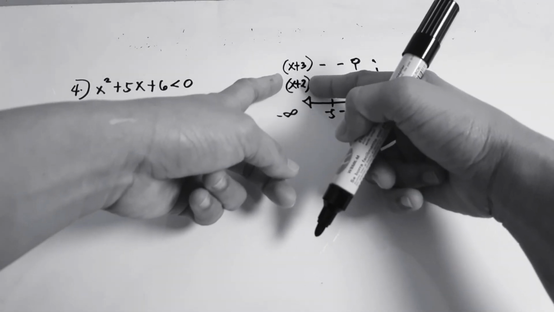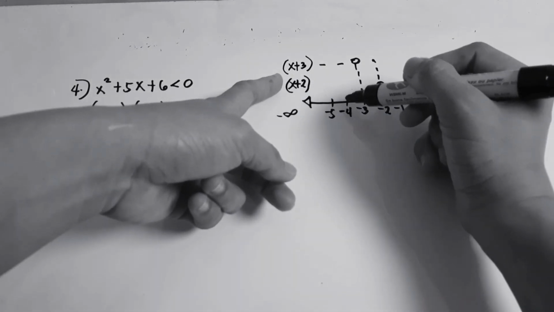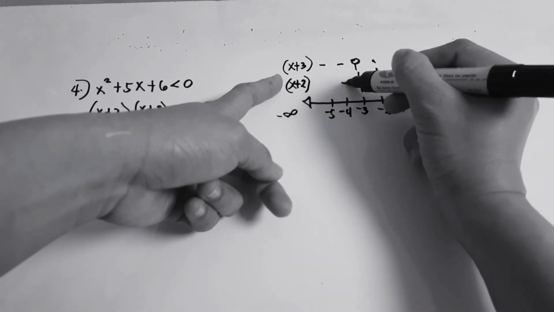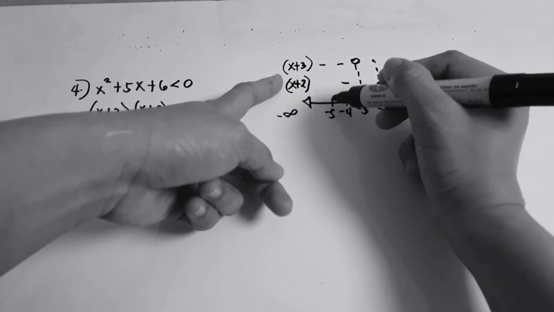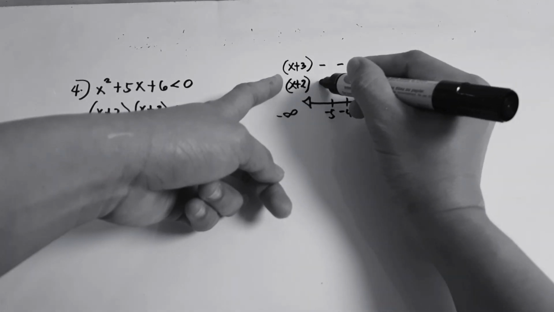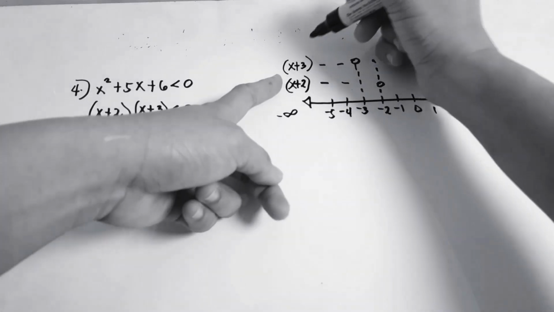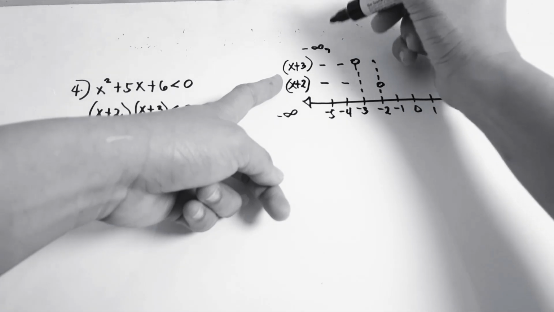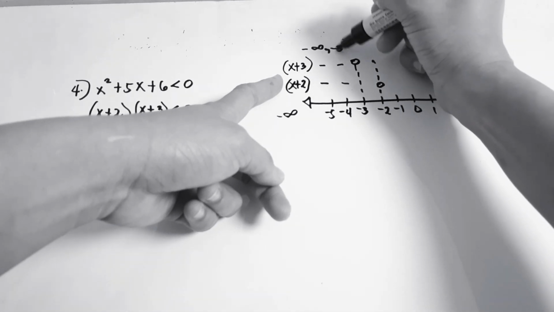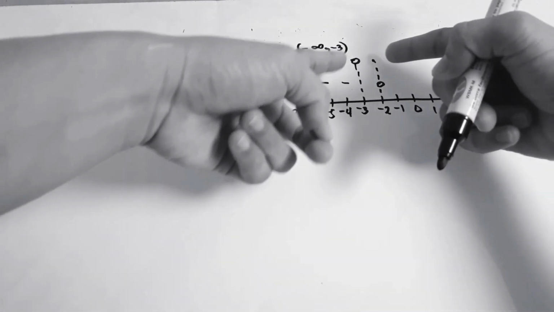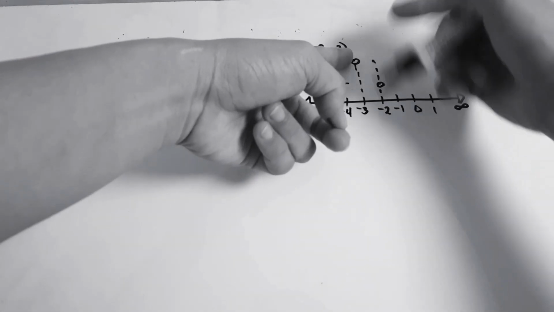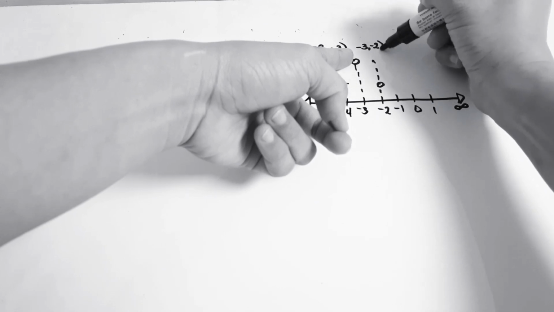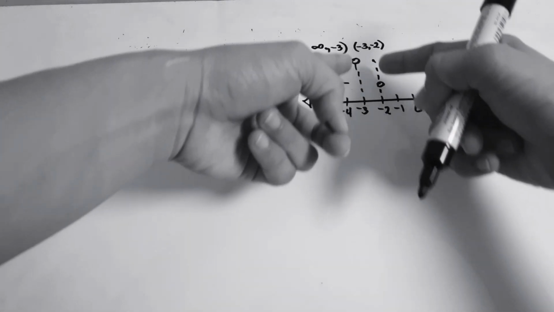And on the other side here we have x plus 2. So if the value of x is -4, then -4 plus 2 is equal to negative, and -5 plus 2 is equal to negative. This is in the interval negative infinity to -3. And then in the second interval we have -3 and -2, in this section.